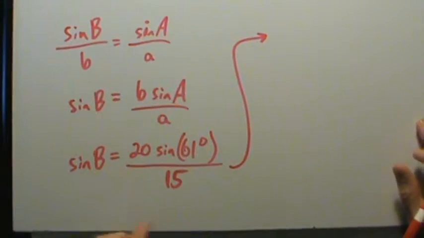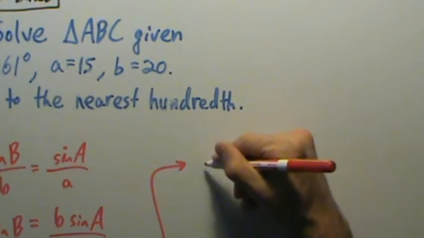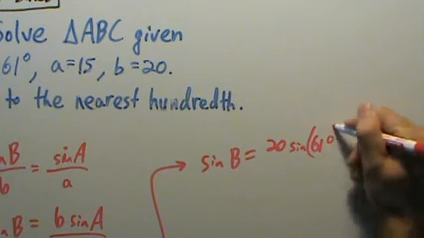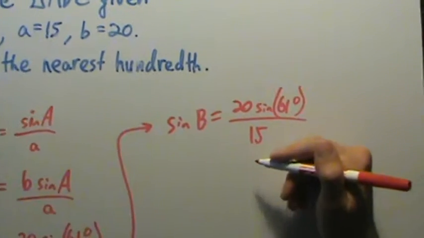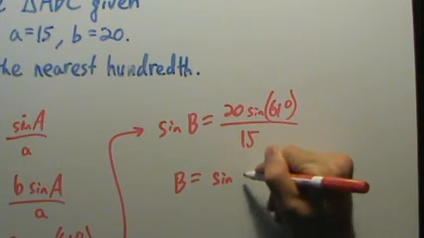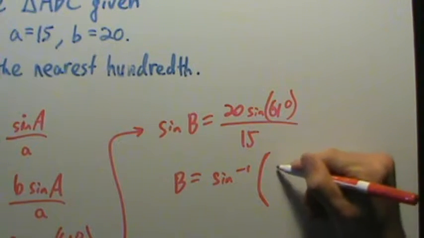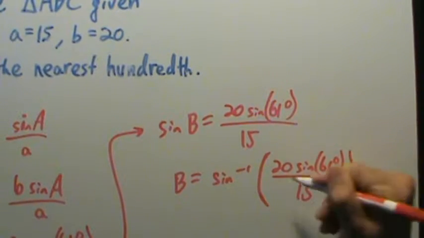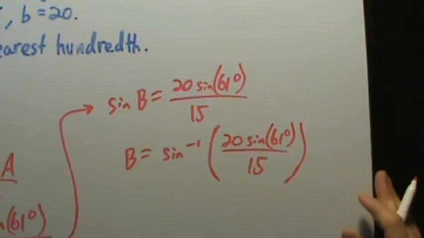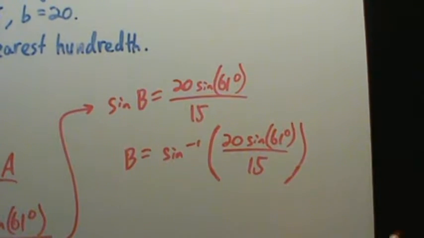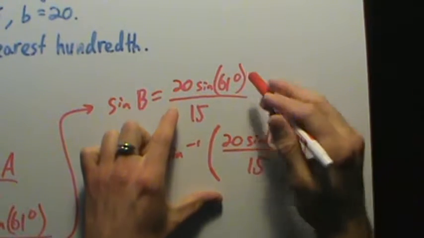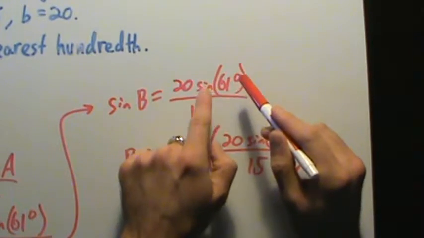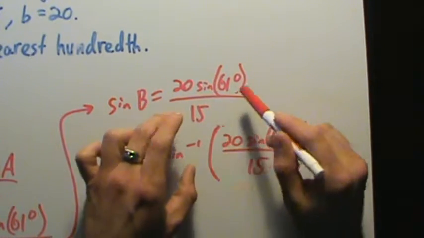One thing is we're going to have to toss this into our calculator. So if sine of B equals 20 sine of 61 degrees over 15, then what that tells us is that B is the inverse sine of 20 sine 61 degrees over 15. Okay, now when we toss it into our calculator, we should toss it in there like this because 20 sine 61 degrees over 15 is going to be an irrational number. Sine of 61 degrees is not a nice number. So we're going to have to toss it into our calculator like this.